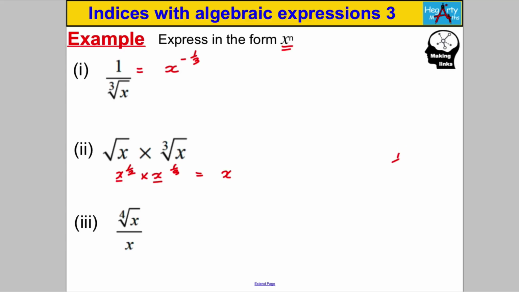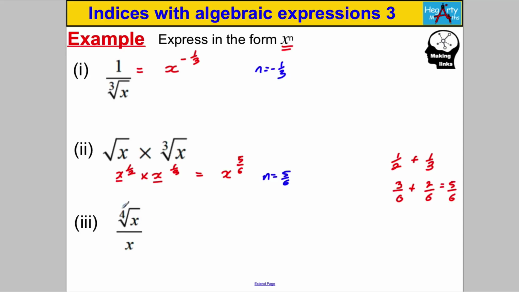So x to the power of a half plus a third. We need to go away and do that. Make them over a common denominator of 6. This would be 3 6. This would be 2 6. So when we add them together, we get 5 6. X to the power of 5 6. Just to state here, n is negative a third. In this case here, n is 5 6.